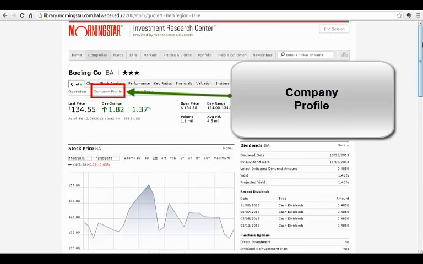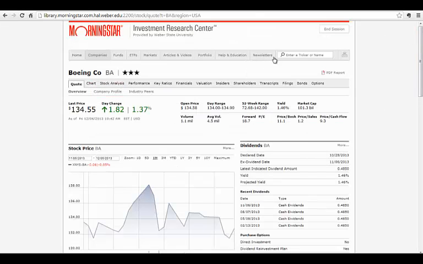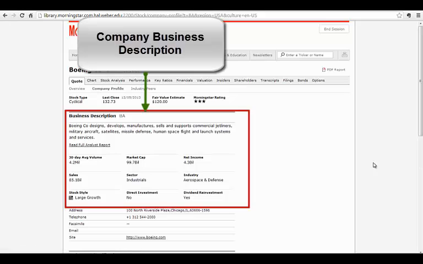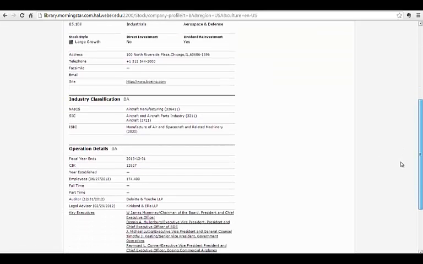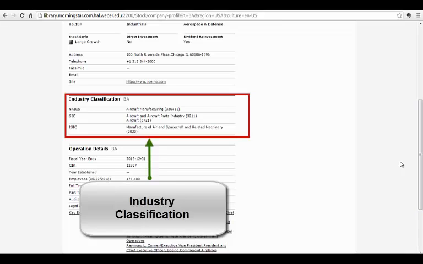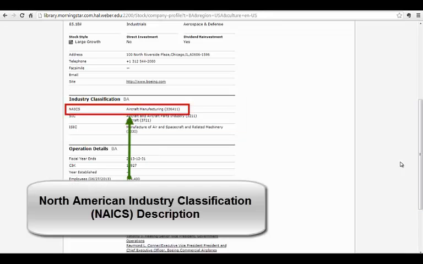Coming back to the top, if you click on Company Profile, here again you get the business description of the company. Then here you get the industry classification for the company. Primarily you would be looking for the North American Industry Classification or the NAICS description for the company.